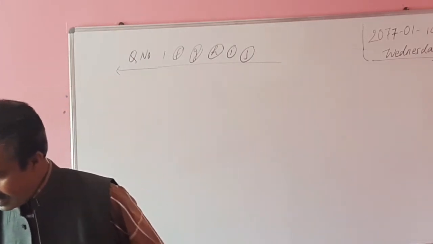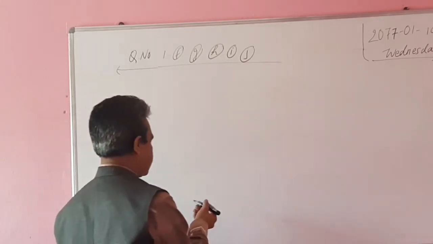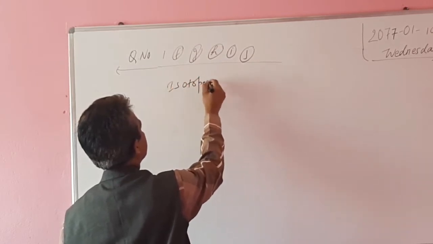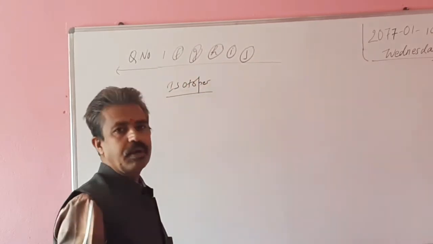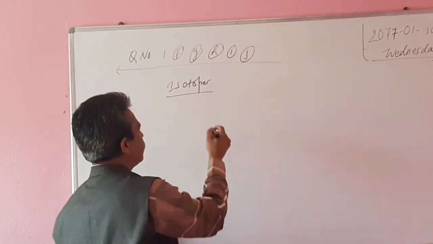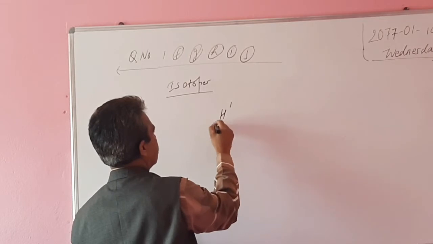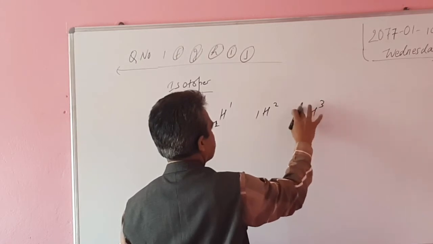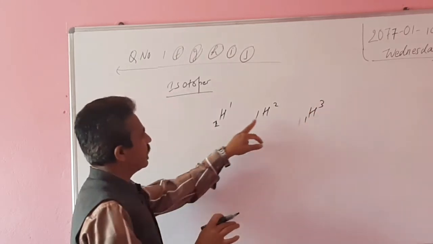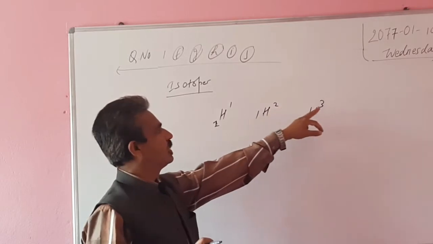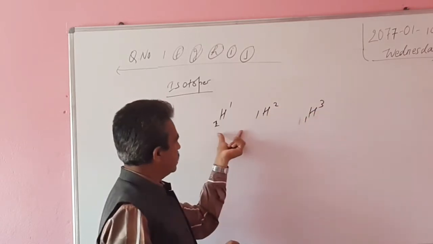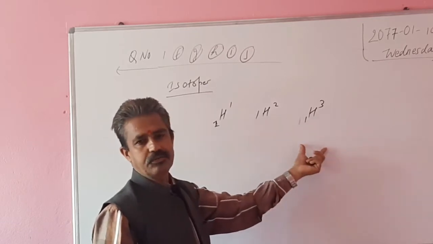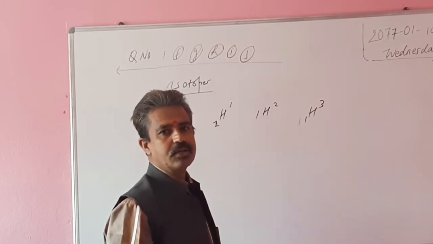First question is, define isotope. Isotope. What is the question? I-S-O-T-O-P-E. Or isotopes. What do you mean by isotopes? For that, we have to know 1H1, 1H2, 1H3. So it denotes the atomic number, it denotes the atomic weight. So these are 3 atoms of hydrogen, but their atomic weight is different. So they are called isotopes.